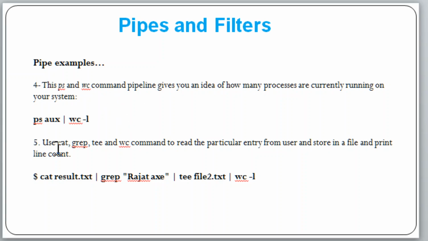We can also use cat, grep, tee, and wc commands to read a particular entry from a user, store it in a file, and print the line count. So we cat the file result.txt. We grep the phrase rajatx. We pipe that to tee file2.txt. We give it a word count. Okay. So it's storing the input from this into the file2.txt. That's going to give us a word count. Okay.